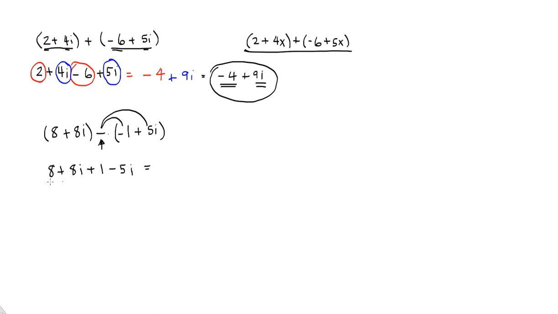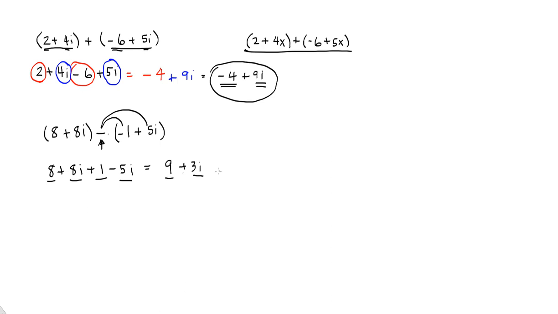When I combine my like terms, 8 plus 1 is 9. 8i minus 5i is 3i. Okay? Not too bad, is it? Now, again, notice I'm writing my answer as 9 plus 3i, not 3i plus 9.